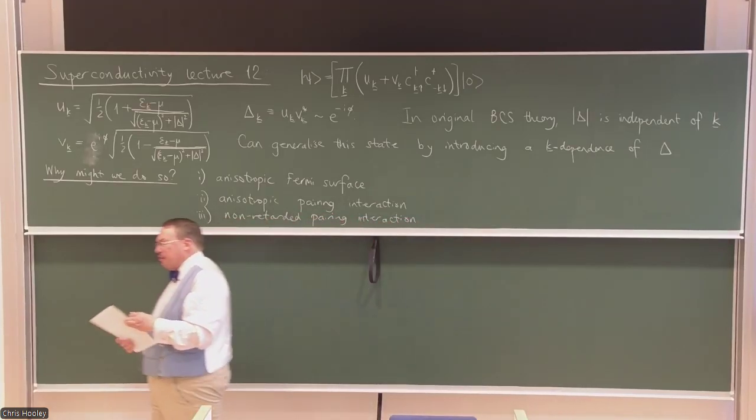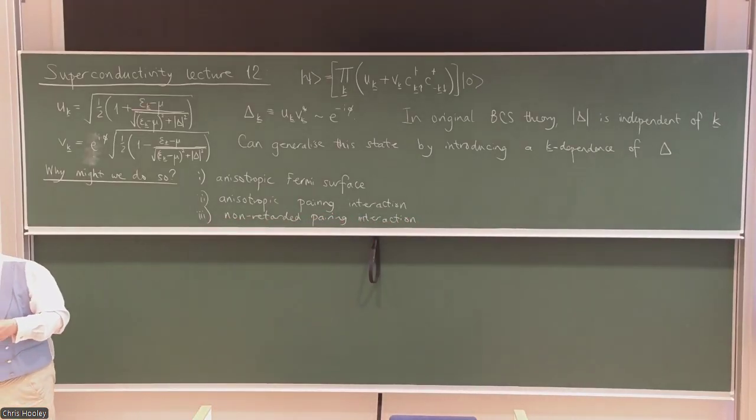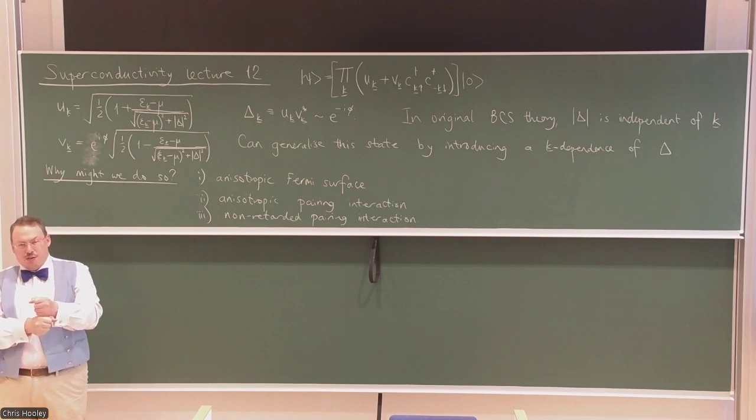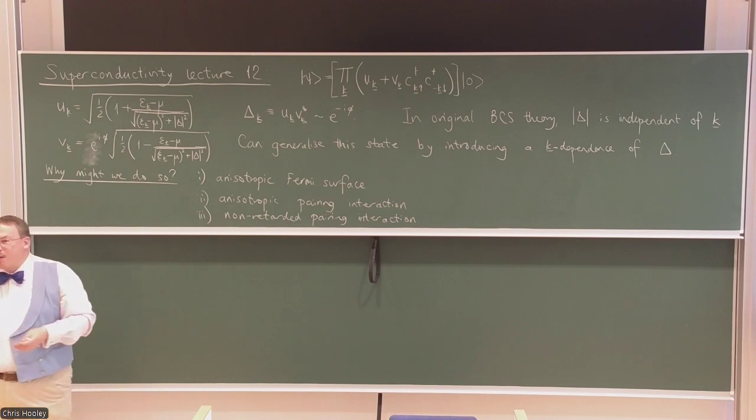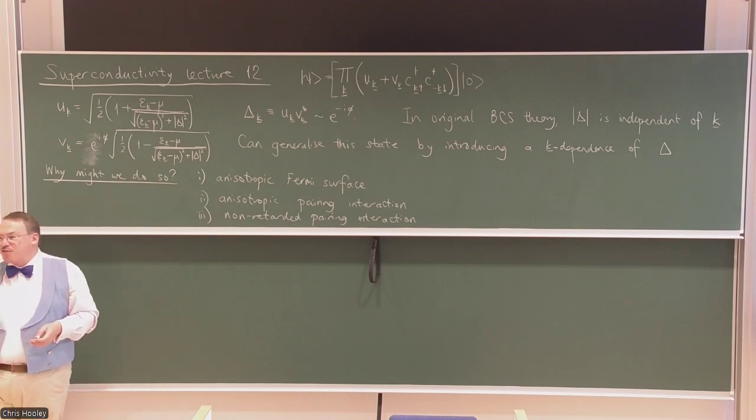That retardation of the interaction allows you to form Cooper pairs where the electrons are right on top of each other, because although they're right on top of each other, they're not there at the same time. This is all kind of swept under the rug when we write the BCS Hamiltonian, which is time local, but actually the effective attraction is retarded.